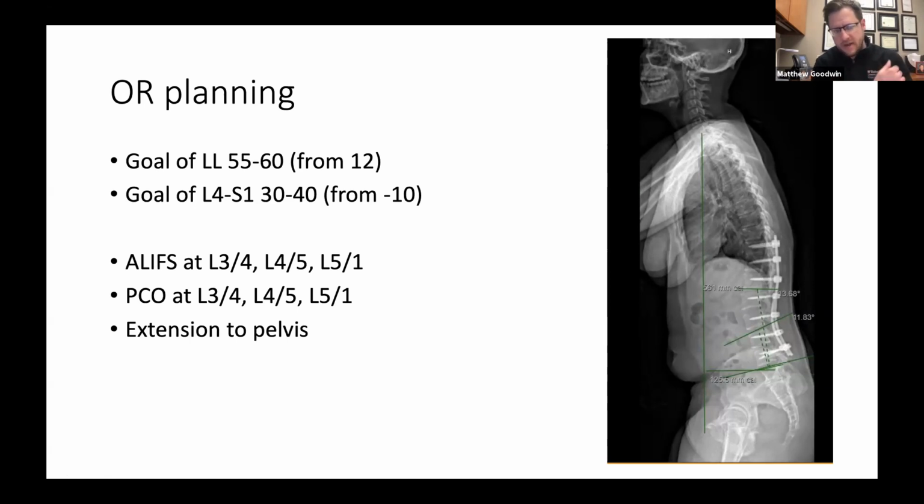You kind of already see what I am planning on doing here, or what I did: ALIFs and then posterior column osteotomies using the ProAxis and bringing her down to her pelvis. So anyone else have a different idea about how they would approach this?